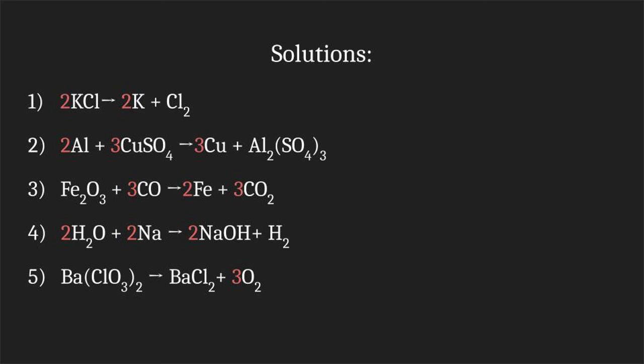Question 1, when balanced, is 2KCl creates 2K plus Cl2. Question 2 solution is 2Al plus 3CuSO4 creates 3Cu plus Al2(SO4)3. For question 3, you should have gotten Fe2O3 plus 3CO creates 2Fe plus 3CO2. For question 4, the solution was 2H2O plus 2Na goes to 2NaOH plus H2. And finally, for question 5, you should have gotten Ba(ClO3)2 goes to BaCl2 plus 3O2.